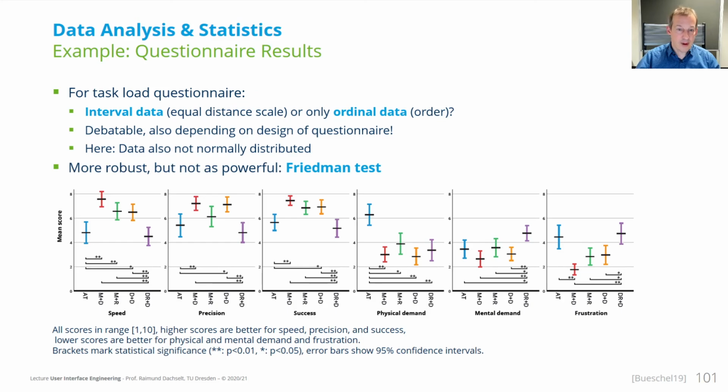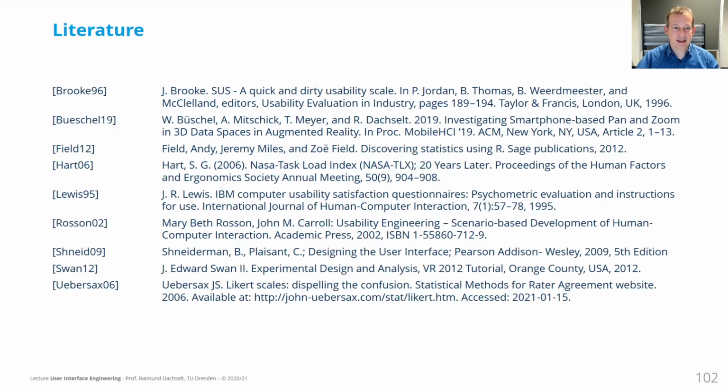More robust but not as powerful as the Friedman test. So this is another variant to test questionnaire results such as Likert scale data. So here you have some special literature thrown into that section to give you an idea of what we used here. And I particularly recommend, as I said, the Field book, either Discovering Statistics Using R, depending on which book you have, or Discovering Statistics Using SPSS would also be a variant.